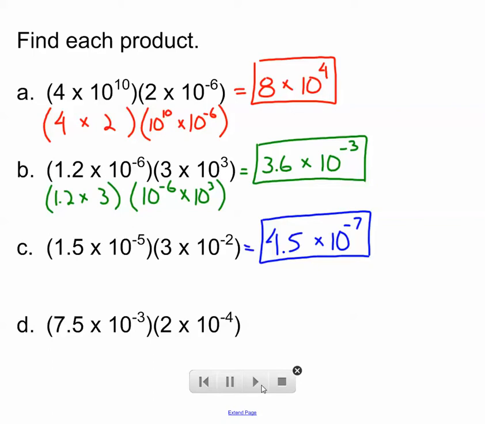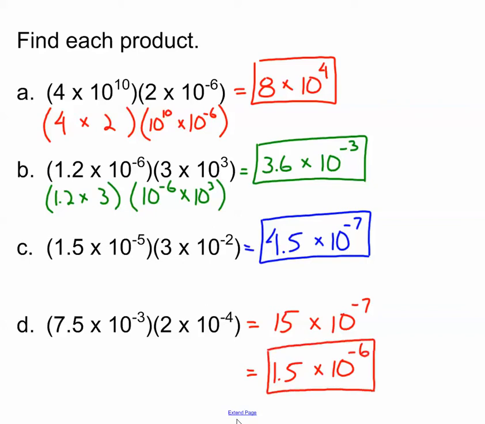D's got a little added quirk here. 7.5 times 2 is 15. And 10 to the negative 3rd times 10 to the negative 4th is 10 to the negative 7th. Now here's the issue: 15 times 10 to the negative 7th is not scientific notation. We need to make this 1.5 times 10 to the negative 6th. These two numbers are equivalent, but the bottom one is in scientific notation.